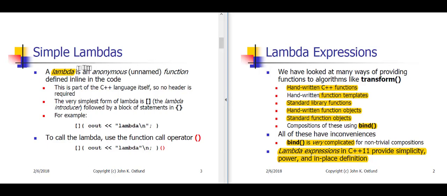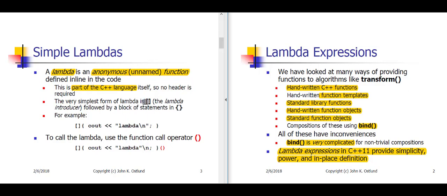So a lambda, or lambda expression, is an anonymous function that you just define in line in your code at the point where you would like to call this function. Now, a lambda is part of the language, so you don't need to have any header. You can just define a lambda and use it.